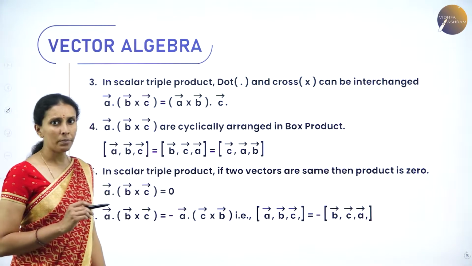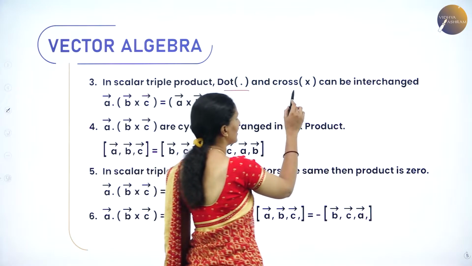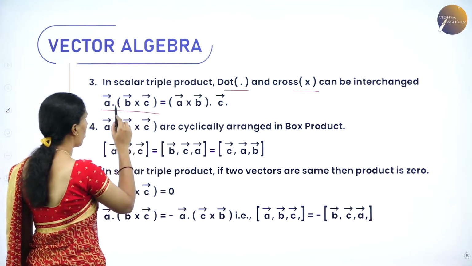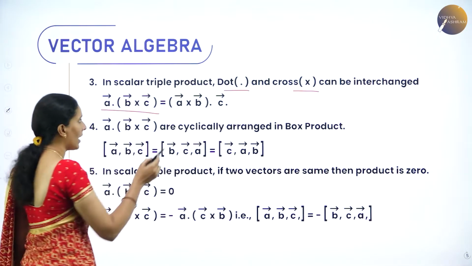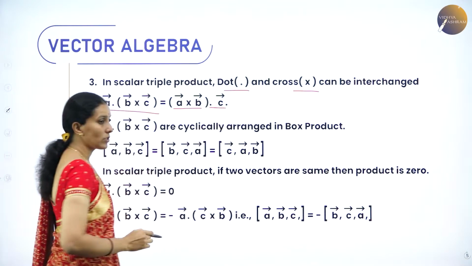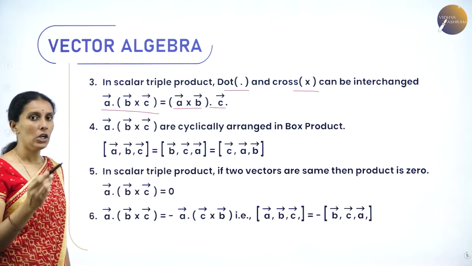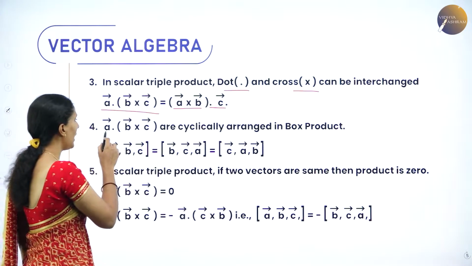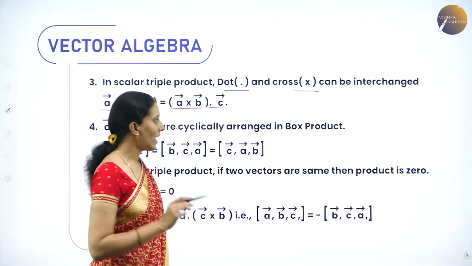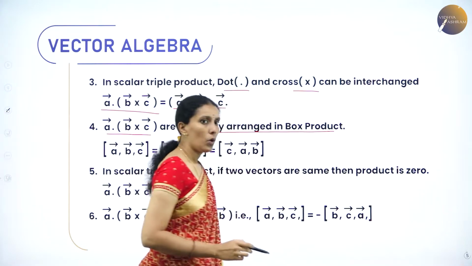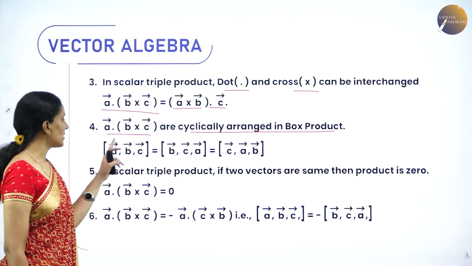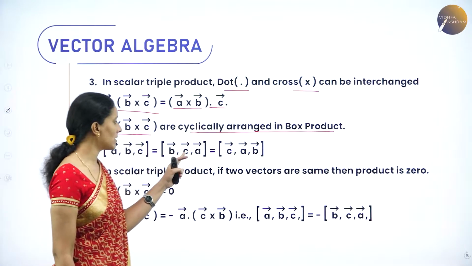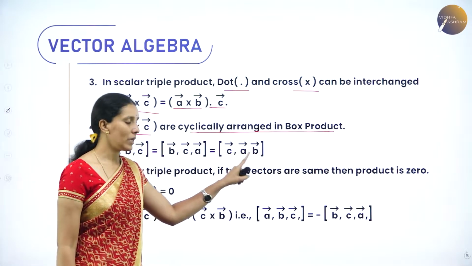In the scalar triple product, the dot as well as the cross can be interchanged. For instance, if I write A dot B cross C, then I can write it as A cross B dot C. We can interchange the dot and cross product; the value is one and the same. Next, A dot B cross C is cyclically arranged in the box product. We know that A dot B cross C can be denoted using A, B, C. This is the same as B, C, A and this is the same as C, A, B.